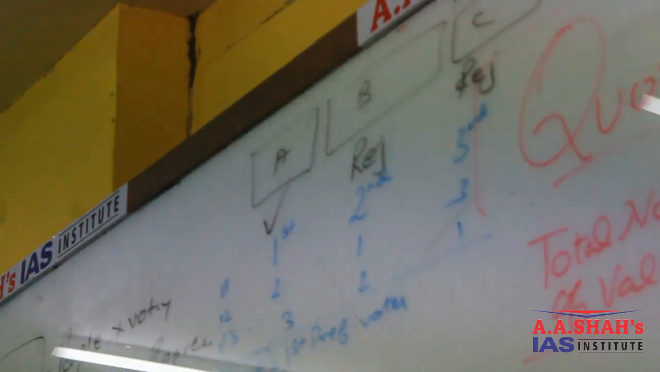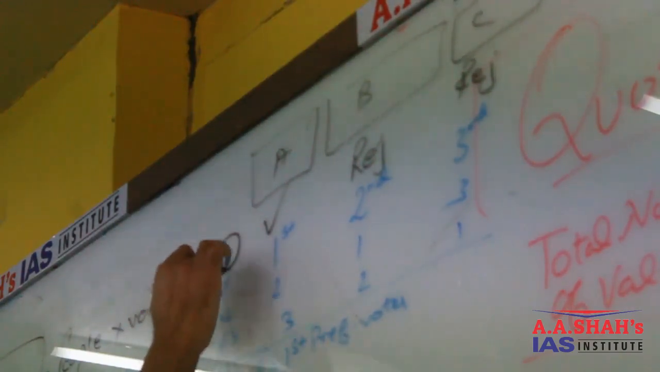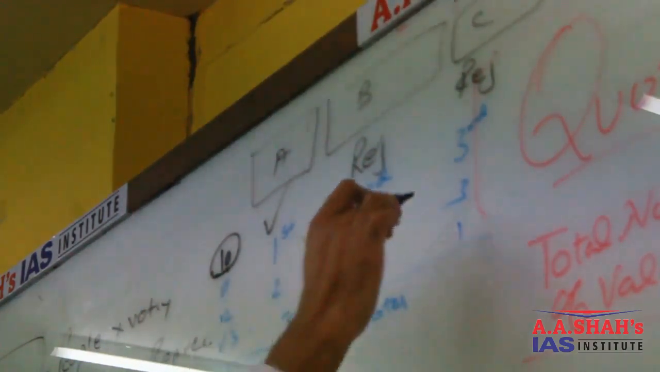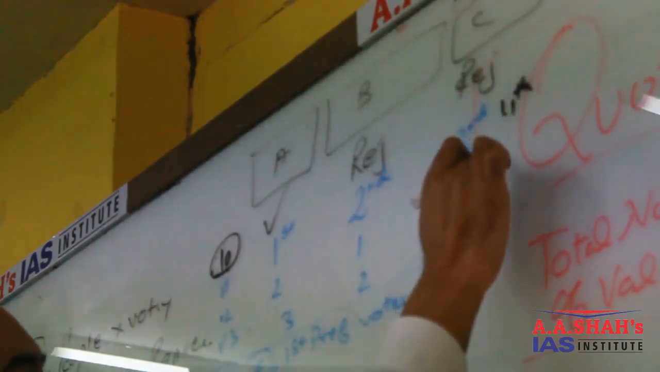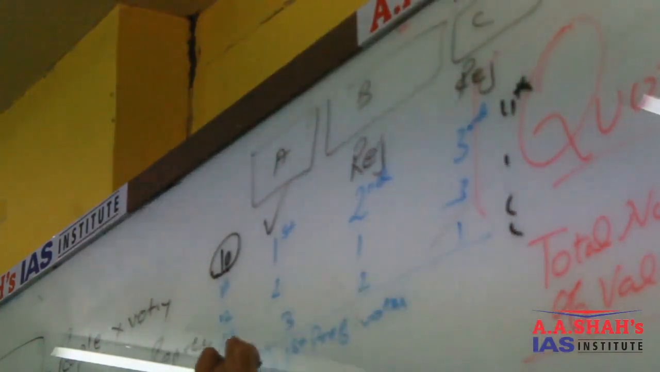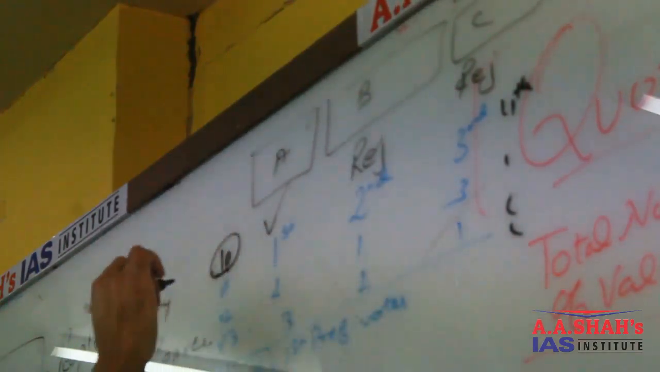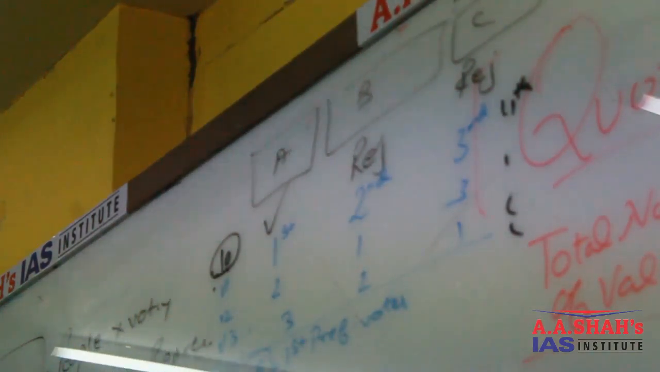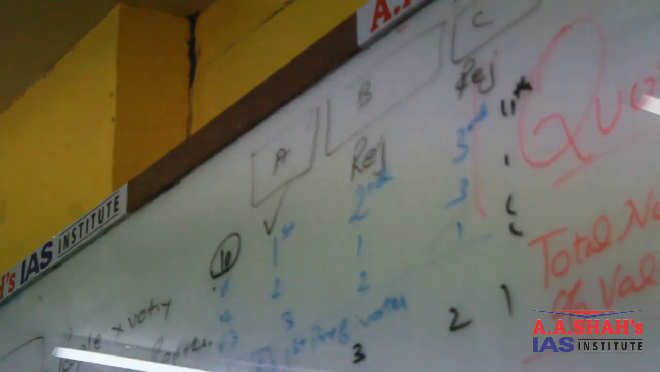Everyone has understood? So let us take an example. Let's say total number of voters were 10, and there are 4 nominees. At the end of first round, suppose we get a result like 4, 3, 2 and 1. Who wins this election? Why?